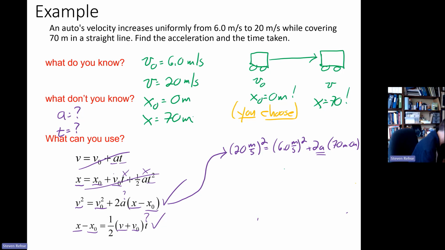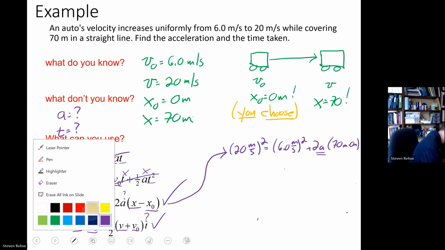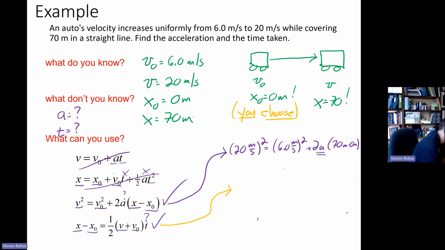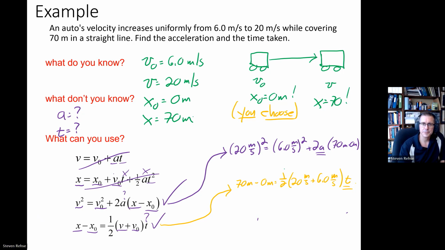All right. If you wanted to solve for the time, you can do that. Maybe use this equation right here. Then you would say something like 70 meters minus 0 meters equals 1/2 times 20 meters per second plus 6.0 meters per second, times t, and you solve for t. That'll get you the acceleration and the time. I think I can leave it there because you guys will be able to do that much math. Okay. Very good.